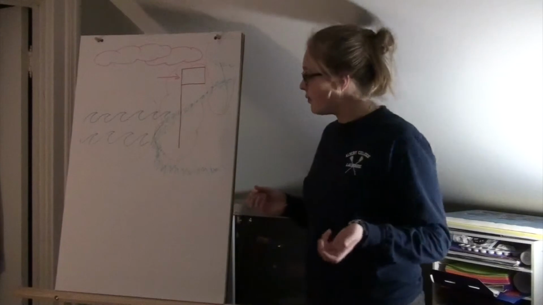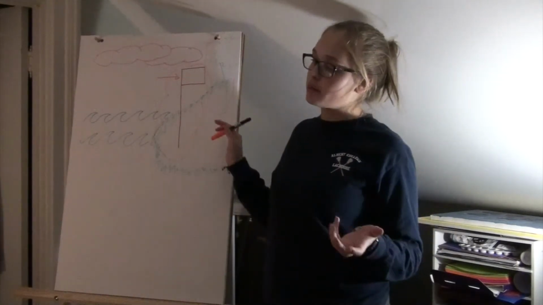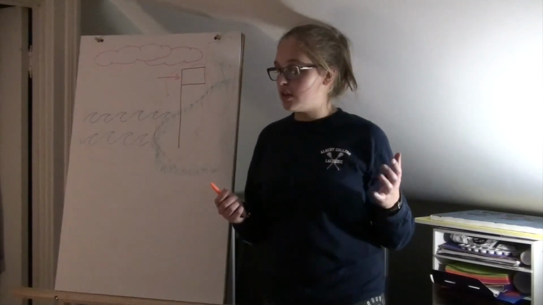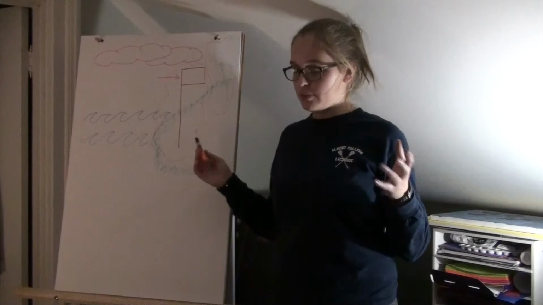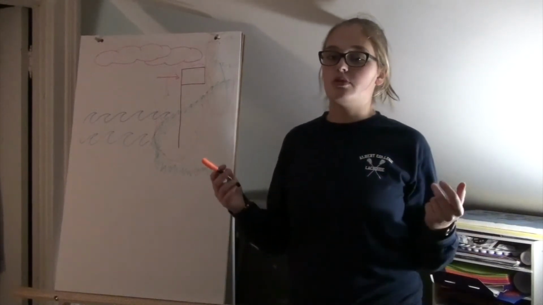So just in summary, when you're out on the water, a flag is the best way that you can determine which way the wind is flowing. And the objective of this lesson is to be able to consistently determine which way the wind is flowing by observing indicators.